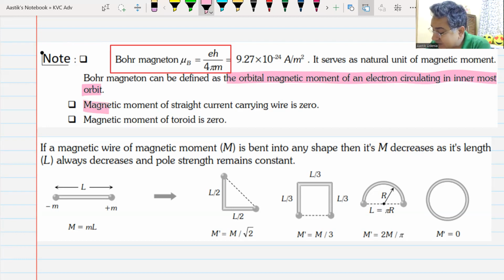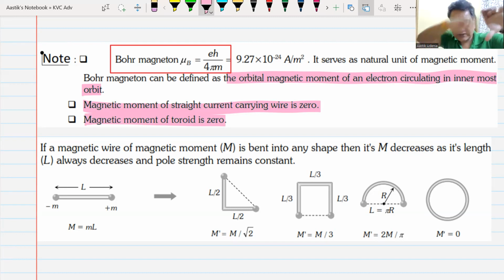The next thing is magnetic dipole moment of a current carrying wire. A current carrying wire does not have an area. If it is a straight wire, it does not have any area. The magnetic dipole moment is zero. Do we understand this? Yes, sir. Similarly, magnetic dipole moment of a toroid is zero. What is a toroid? You might have seen a solenoid. Do you know a solenoid? Solenoid is straight, and you have wire around it. Yes or no? Do we understand solenoid?